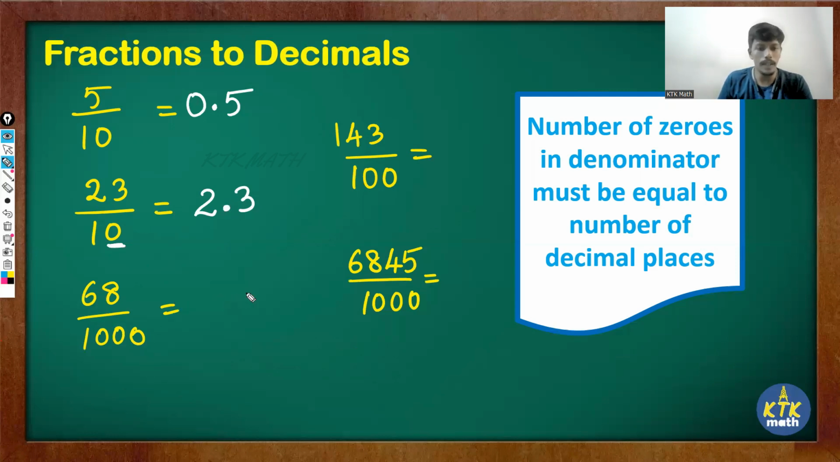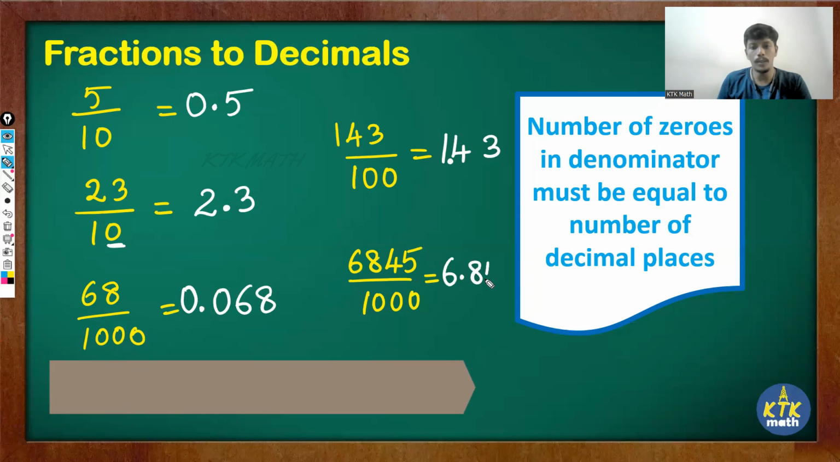And then here 68. 3 zeros, but I have only 2 numbers. So just write one more 0 followed by a decimal and one more 0. The last one, you are getting 1, 4, 3, and you have 2 zeros. You just leave between 1 and 4, you have a decimal point there. Next one, 6.845. This is the answer.